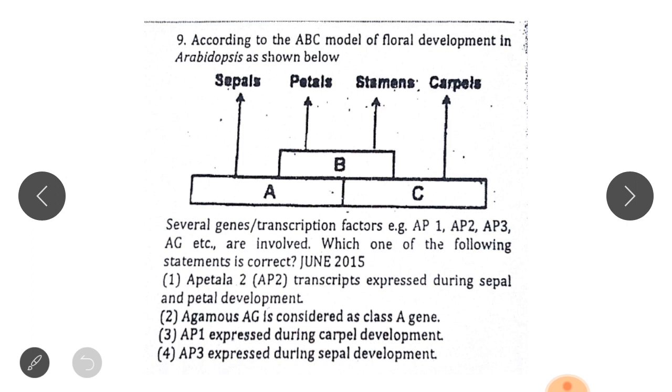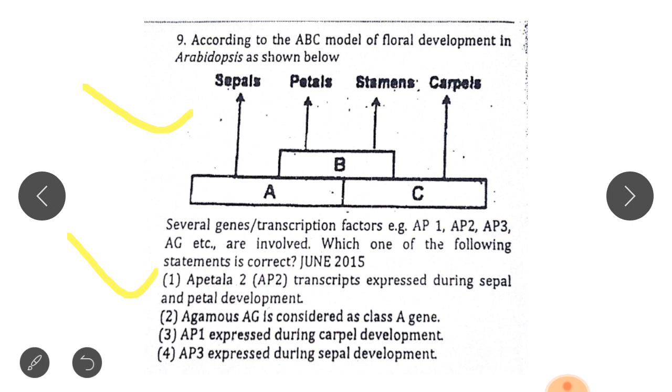According to the ABC model of floral development in Arabidopsis as shown below, this information is given. Several gene transcription factors, APETALA 1, APETALA 2, APETALA 3 and AGAMOUS, are involved. Which one of the following statements is correct? APETALA 2 transcript is expressed during sepal and petal, absolutely right, because A is for sepal and A plus B for petal. AGAMOUS is considered a class A gene, absolutely wrong.